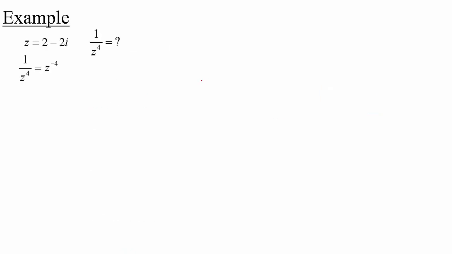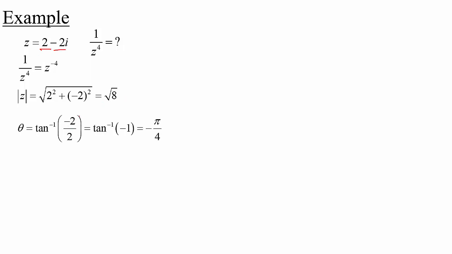Okay, let's try an example now where the power is a negative value. So let's suppose here's our complex number, z equals 2 minus 2i, and we want to work out the value of 1 over z to the power of 4. First thing, let's write that as z to the power of negative 4, because we want a power that is not in the denominator, and we'll follow the same steps as the previous example. So the magnitude of z, x will be 2, y will be negative 2. So the magnitude of z will come out to be the square root of 8. The angle will be inverse tan of y over x, which is negative 2 over 2, which is inverse tan of negative 1, which is negative pi on 4.